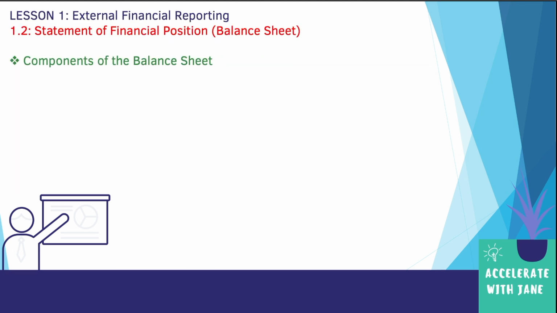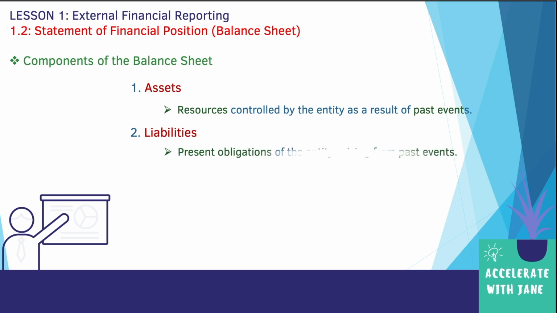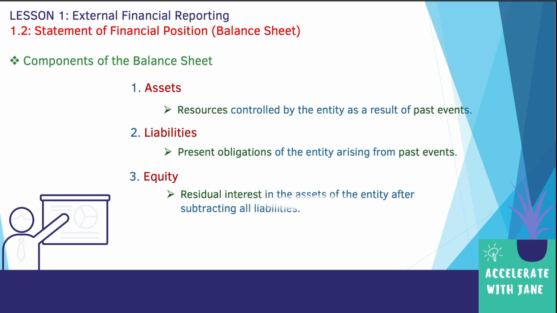Alright, so now let's talk about the components of the balance sheet. These are the definitions based on the standards. So take note, assets refer to the resources controlled by the entity as a result of past events. Liabilities are present obligations of the entity arising from past events. Equity is the residual interest in the assets of the entity after subtracting all liabilities. So these are the definitions per standards.